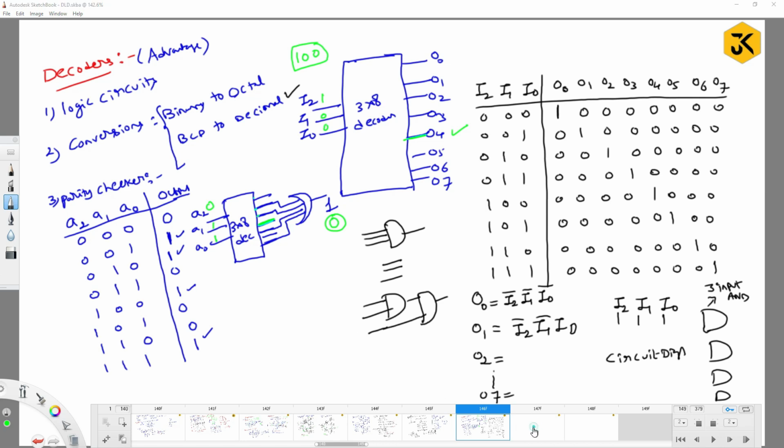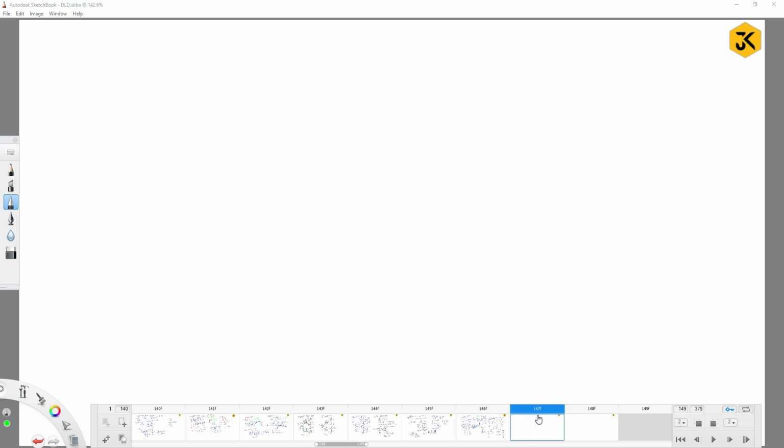Okay, fine. For example, try to construct the decoder for the input sigma of 0, 2. How many decoders are required of size 2 by 4? Only one decoder of size 2 by 4.